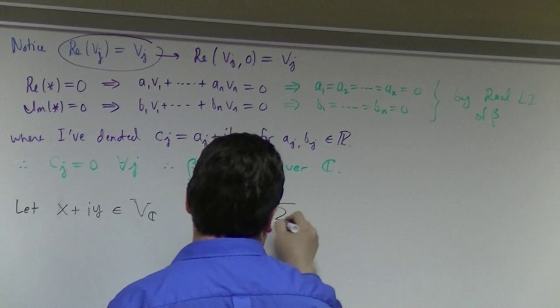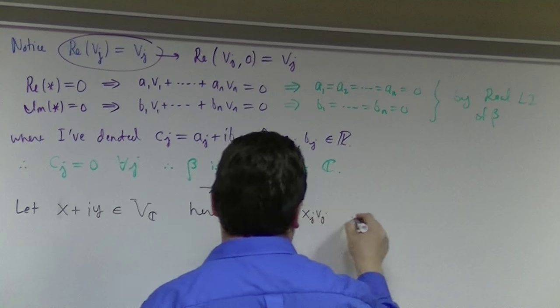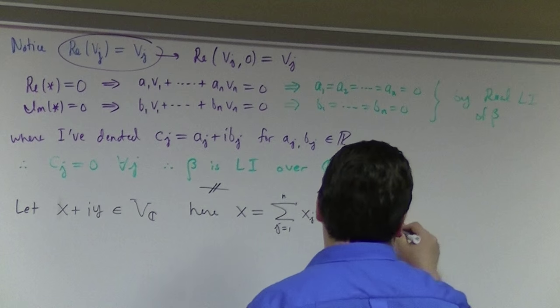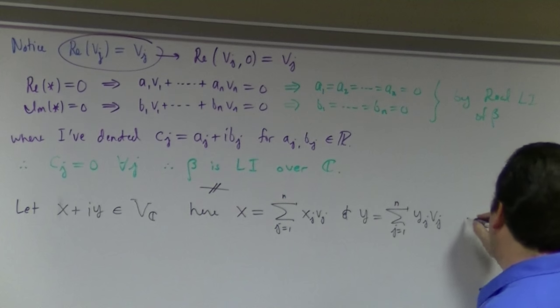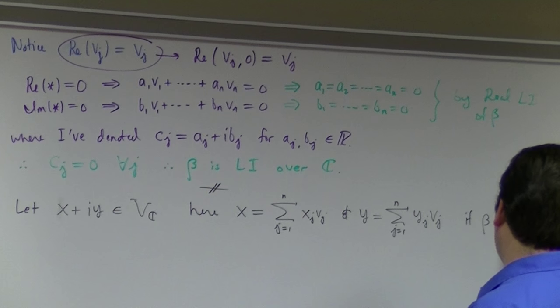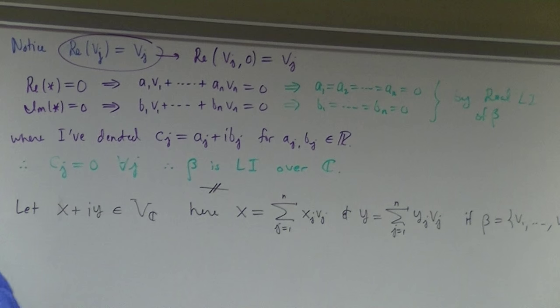here, x is equal to a sum, x sub j, b sub j, j equals 1 to n. And y is equal to a sum over j, y sub j, b sub j, j equals 1 to n. If I'm saying beta is b1 through bn, I guess I never said that at the start, but I'm just assuming it. Sorry, I really should have told you at the start of all this. Beta is b1 through bn.